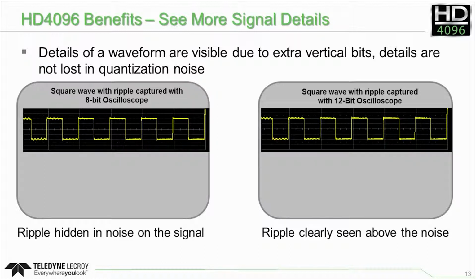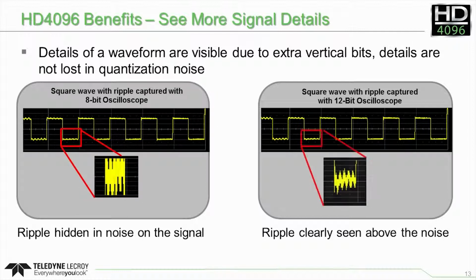Here, a waveform with ripple is captured by both an 8-bit oscilloscope and a 12-bit HDO. It looks like there may be some ripple on the 8-bit waveform, but zooming in only shows noise. Zooming into the 12-bit waveform clearly shows the ripple. This is a signal detail the user has never been able to quantify or even see before.